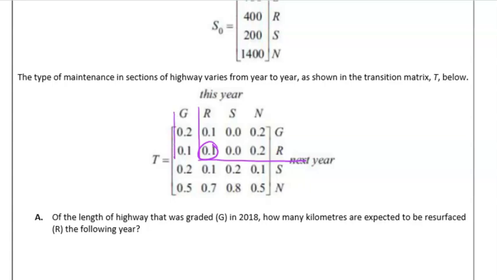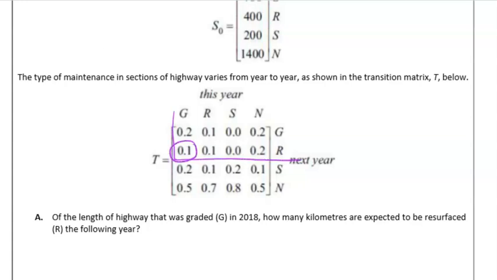Of the road that was graded in 1 year, 50% would require no maintenance the following year. The first question here: of the length of highway that was graded in 2018, how many kilometres are expected to be resurfaced the following year? So we're talking about going from graded to resurfaced.